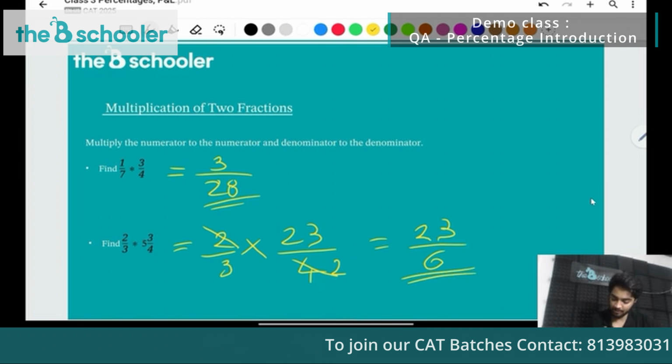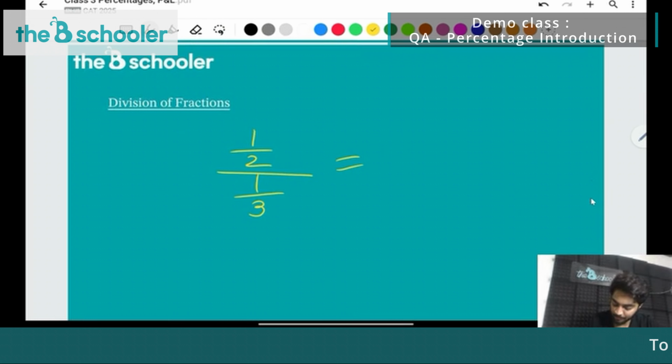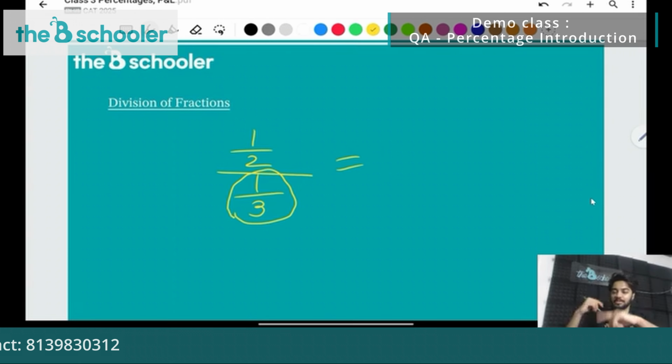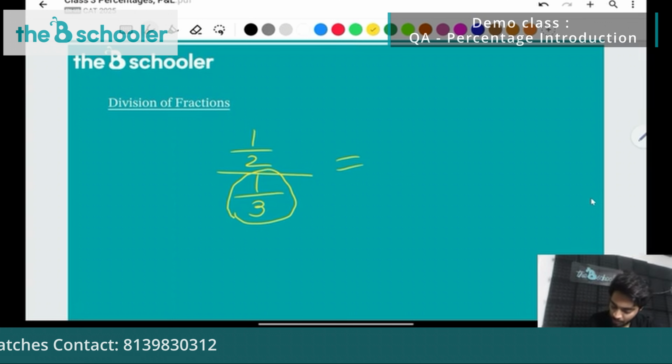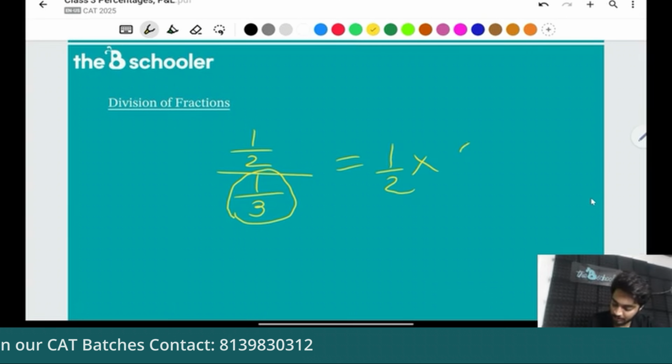Okay. Now division of fractions. Let's say we are doing 1/2 divided by 1/3. For division of fractions, what you should do is a simple thing. The fraction at the bottom, we can take it to the top. To do that you have to reverse it, that is, make it a reciprocal. Making it a reciprocal means it is going to be 1/2 into the inverted fraction, that is, 3/1.